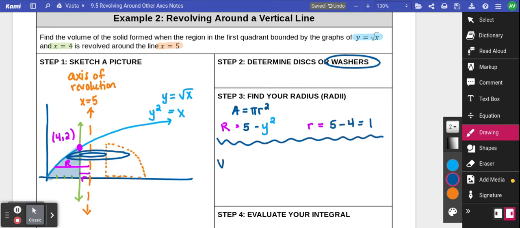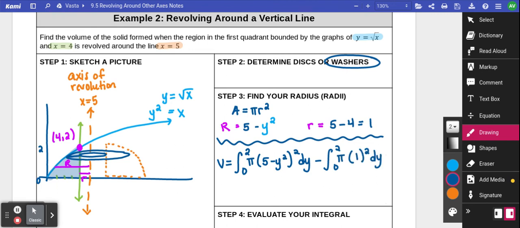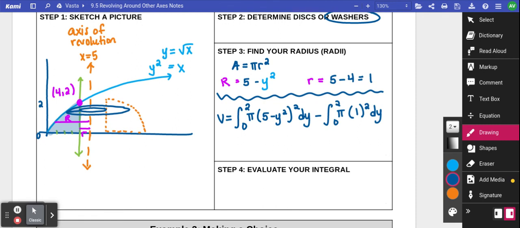Now when I set up my volume here, I'm going to integrate from 0 to 2 because my y bounds go from 0 to 2. And I'm going to have pi times my big R, which is 5 minus y squared, squared dy, minus the integral from 0 to 2 of pi times my little r, which is 1 squared. If I type all that into my calculator, I get that the volume of my solid is 87.126.